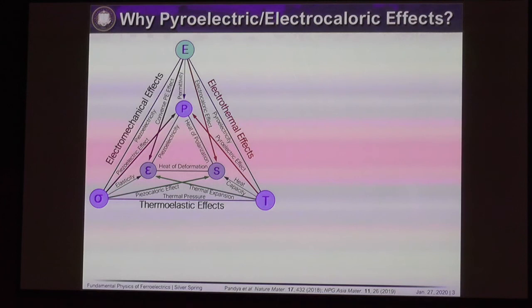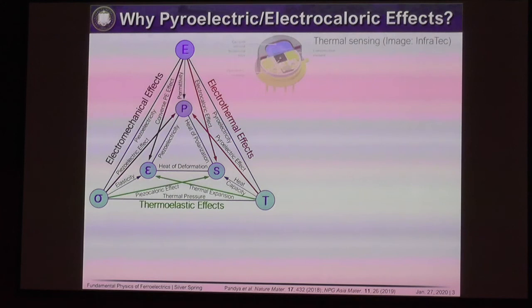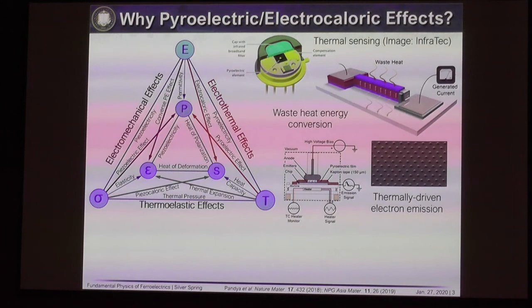We're all kind of familiar with the Heckmann diagram here and all the intricacies of the cross-coupling functions that come out of these exciting materials that we work on. In particular, on this side is where we're interested today in these electrothermal effects, pyroelectricity, electrocaloric effects, and these sorts of things. These have been used over the years for lots of different applications. I'm showing just a few of them here. Lots of things with thermal sensing. We can convert waste heat into electrical energy with these systems, or you can run these things in reverse and get solid state cooling.